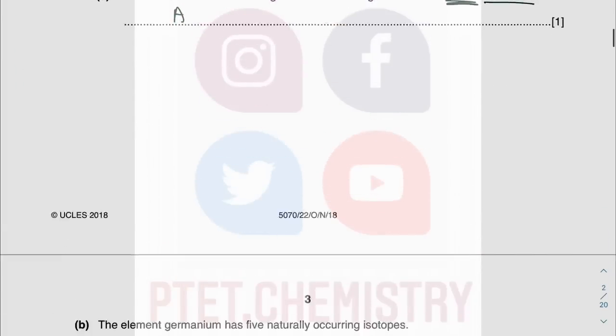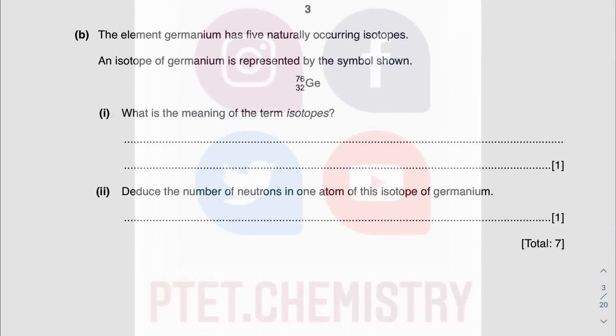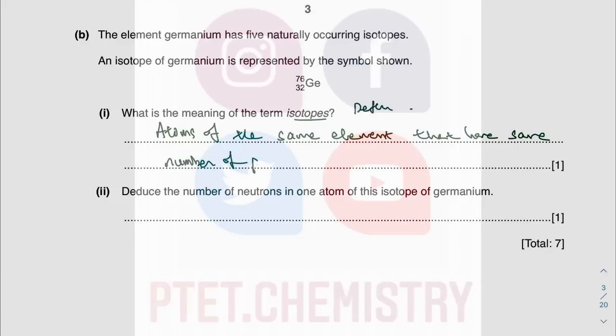Moving on to part B, what's the meaning of the term isotopes? So this is a common definition. You should know isotopes are atoms of the same element that have the same number of protons. Same number of protons, but what is different? Different number of neutrons. So those are basic definitions, so please don't try and get them wrong at all.